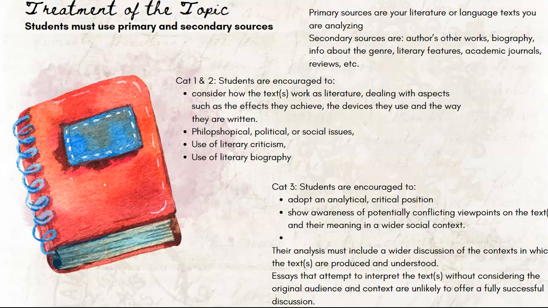So if you are thinking of an essay in category 1 or 2, which are the literary based ones, you want to consider how the texts work as literature. You want to deal with literary aspects like character, theme, motif, setting, audience, narration. And you want to figure out, how do they achieve a desired effect and what devices does the author use to do that? So that's one way you can treat a topic.